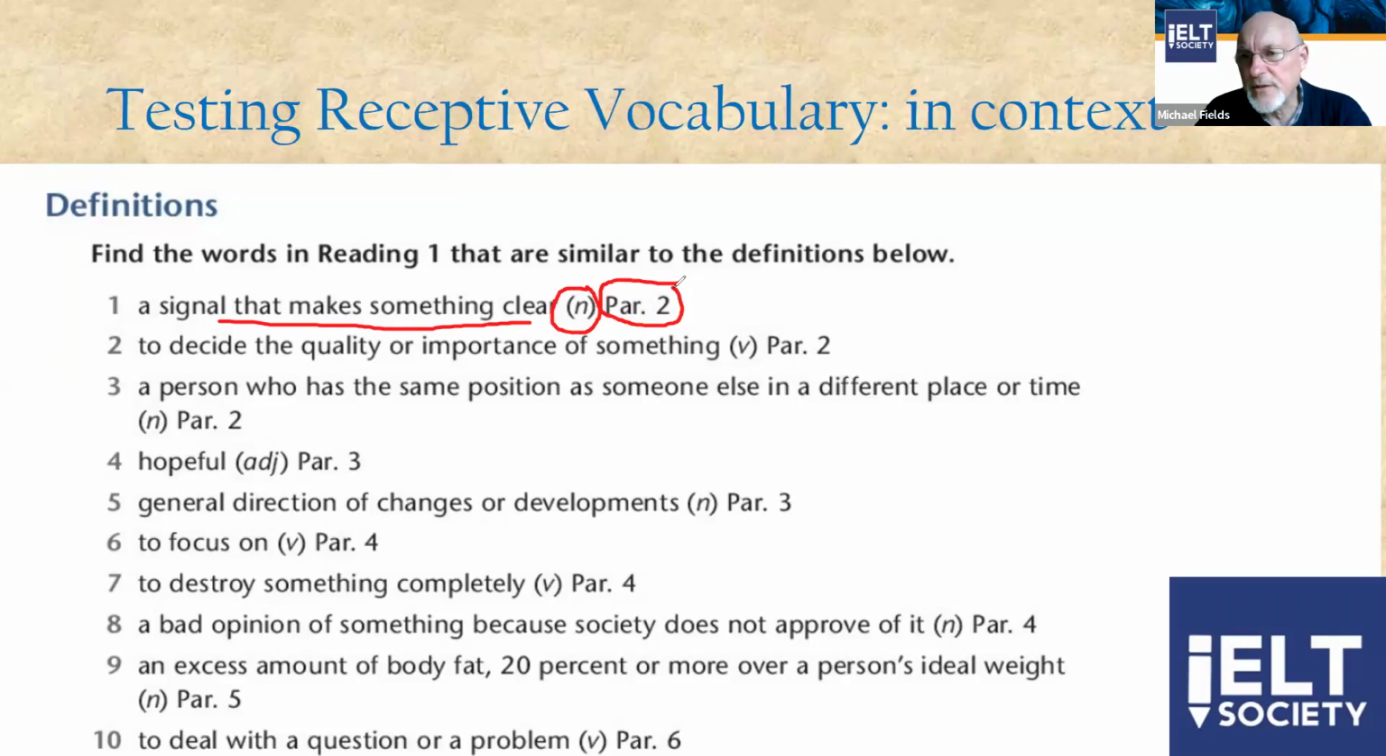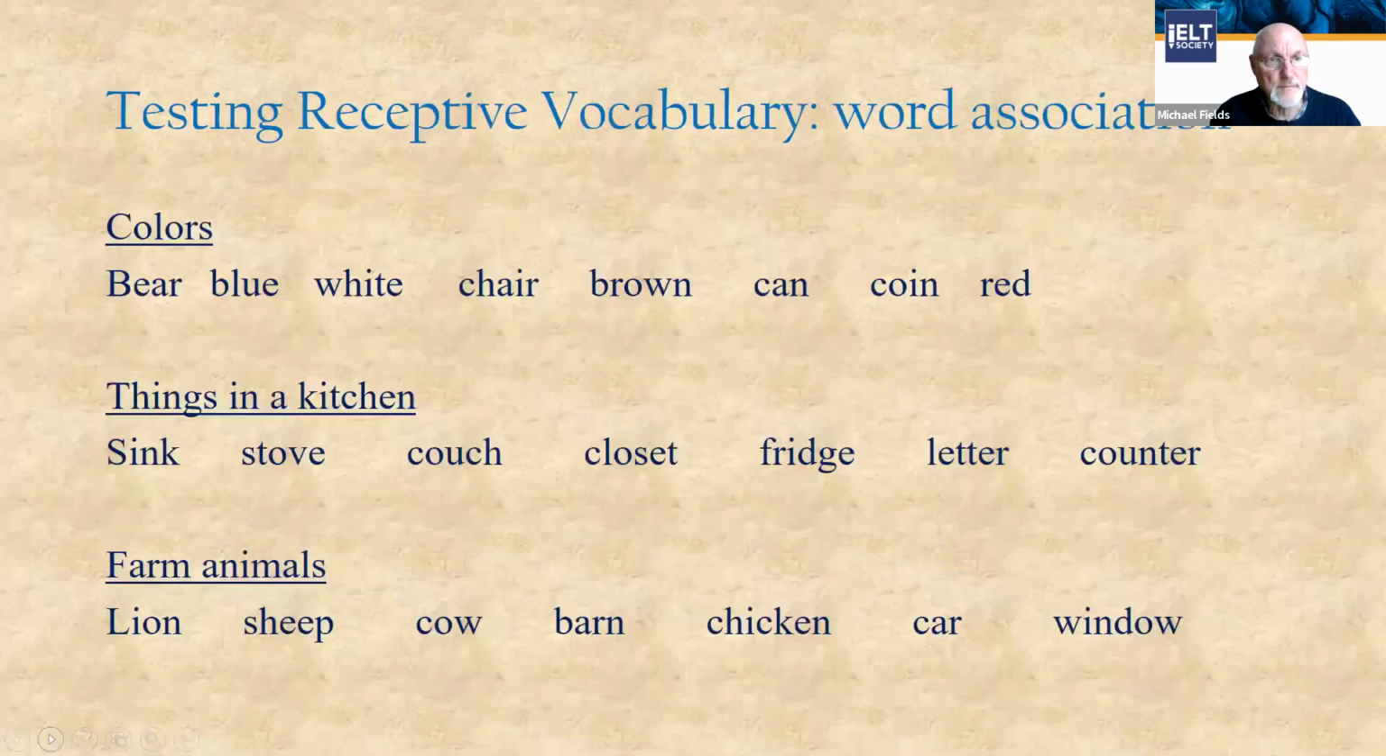So this is, again, another way of testing. And we're getting a lot more context here, right? Because the text that they're seeing is a multi-paragraph text. So they're really seeing these words in context. And again, this is probably better for lower levels.